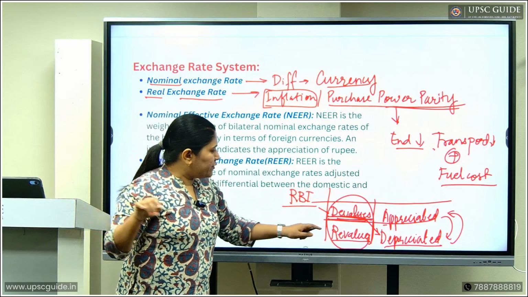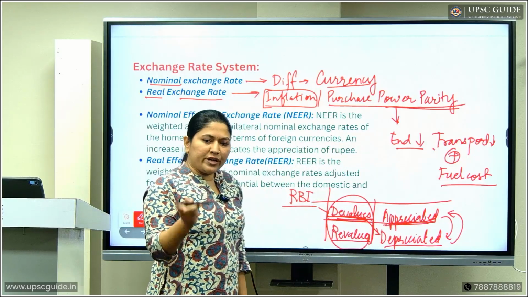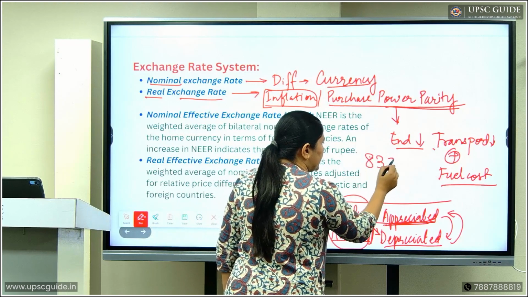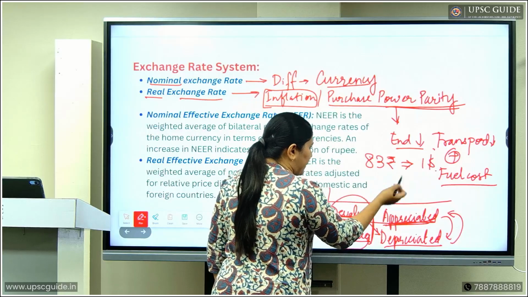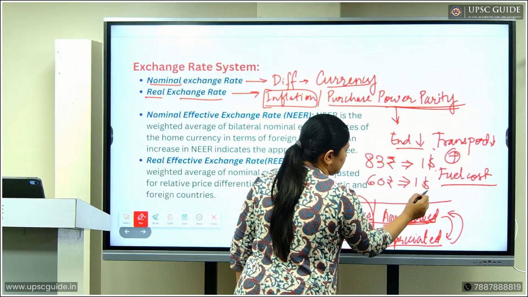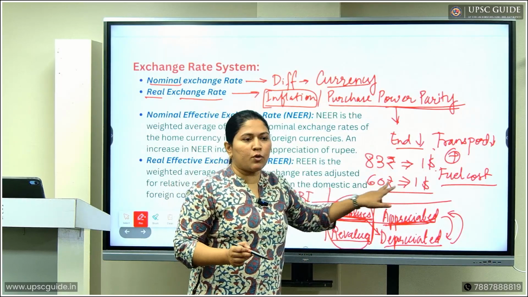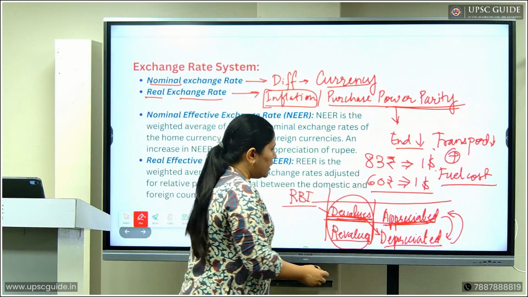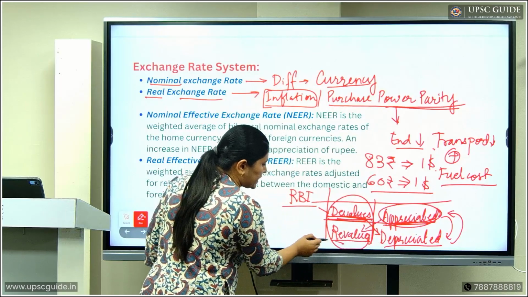In a similar way, if the currency is appreciated, how will it be appreciated? If instead of 83 rupees per dollar, we have appreciated up to 60 rupees per dollar, then we can say that the currency is appreciated, because अभी डॉलर थोड़ा बहुत सस्ता हो गया है. Getting? So here, if we are having appreciation, we are revaluing our currency.